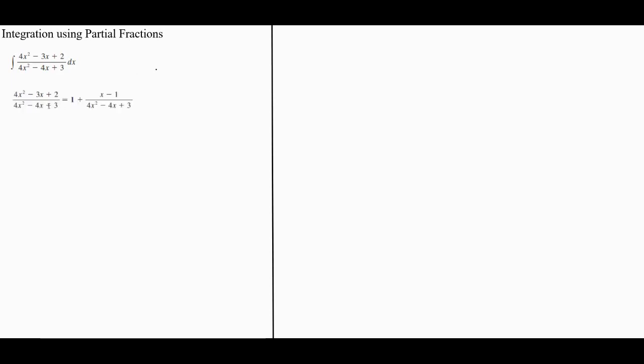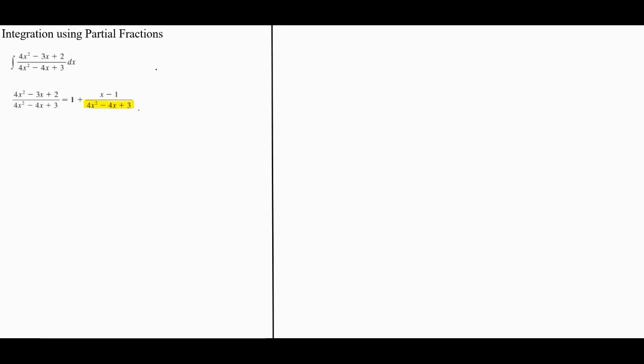After doing long division, basically long division tells us that this is equal to 1 plus (x minus 1) over (4x squared minus 4x plus 3). The problem lies here in this denominator. The denominator is an irreducible quadratic. Now if you can't factor it, how are you going to be able to do any partial fractions? So that is not the end of the world.